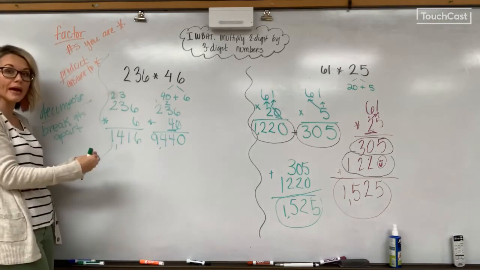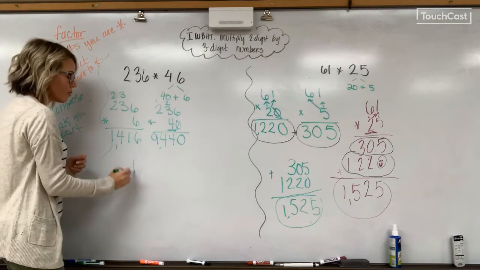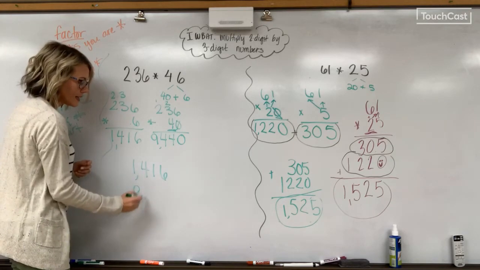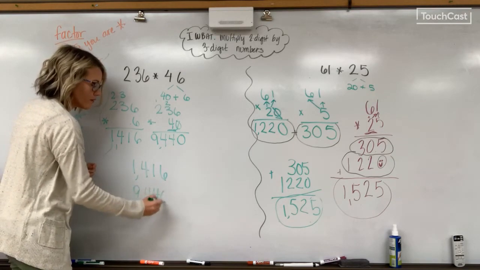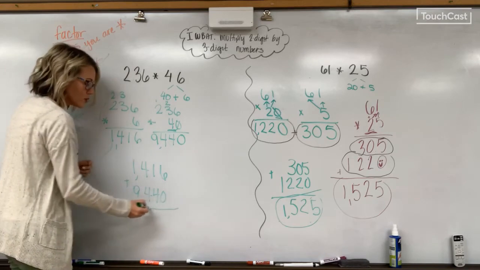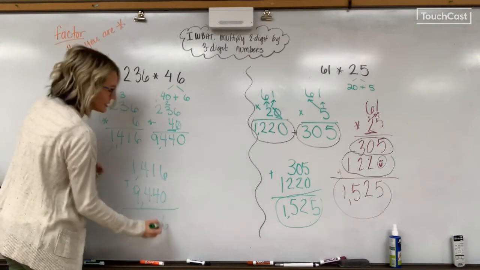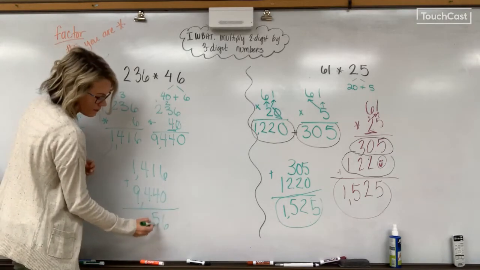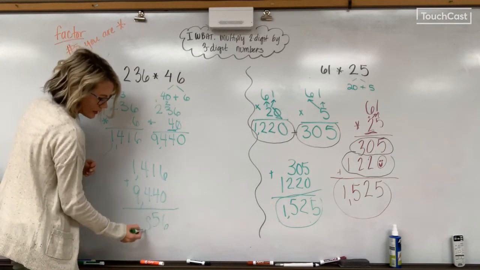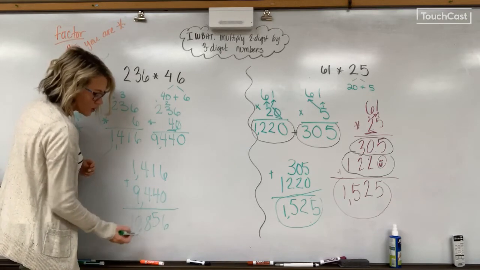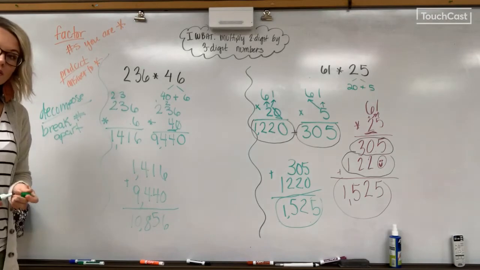Now I'm going to put them back together. So I'm going to take my 1,416 and my 9,440, and I'm going to add them together. 6 plus 0 is 6. 4 plus 1 is 5. 4 plus 4 is 8. 9 plus 1 is 10. So my product is 10,856.